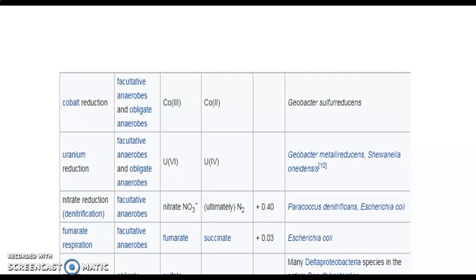Next is nitrate reduction, that is denitrification. This takes place in facultative anaerobes, in which nitrate is converted to nitrogen gas. Examples: Paracoccus denitrificans and Escherichia coli. Next is fumarate respiration. This takes place in facultative anaerobes; here no obligate anaerobes are present. The fumarate is converted to succinate, because this process takes place in aerobes also, in the case of the TCA cycle. Example, E. coli or Escherichia coli.